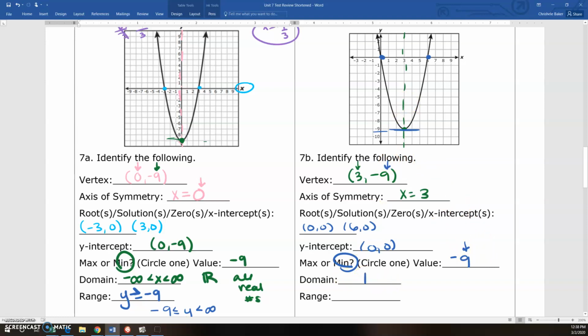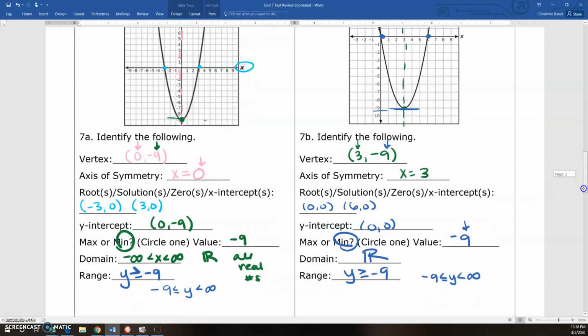My domain, again, always all real numbers, goes all the way to the left and keeps getting wider and wider, all the way to the right and keeps getting wider and wider. My range is from the lowest number to the highest number, so I actually have the same thing again, negative 9 to infinity. So y is greater than or equal to negative 9, or I can say negative 9 is less than or equal to y is less than infinity.